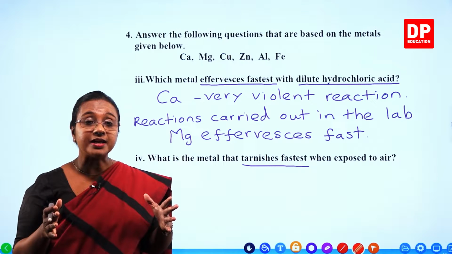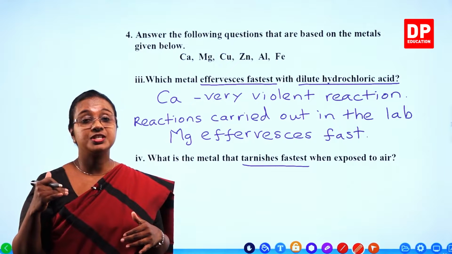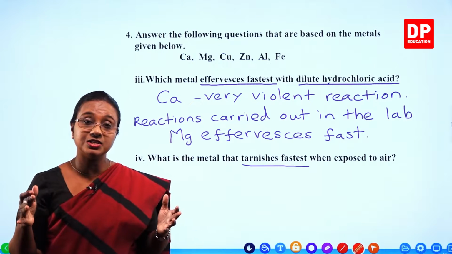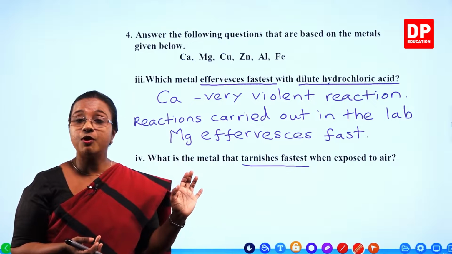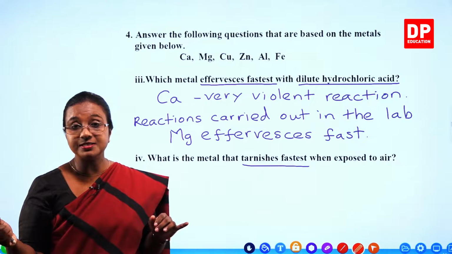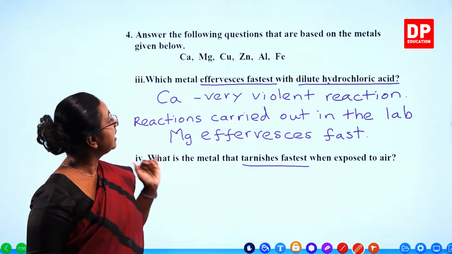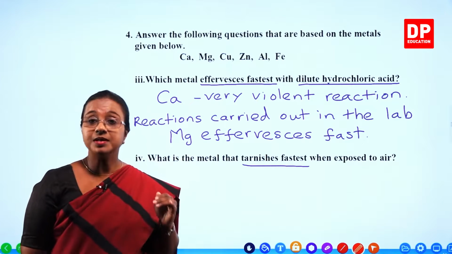Now when we have magnesium, we keep it in the lab. It does react with oxygen in air. That is why it tarnishes. You get the oxide layer forming over it. We need to clean it before we use it for activities. But still, it takes a longer time. All the other elements, even aluminium tarnishes.